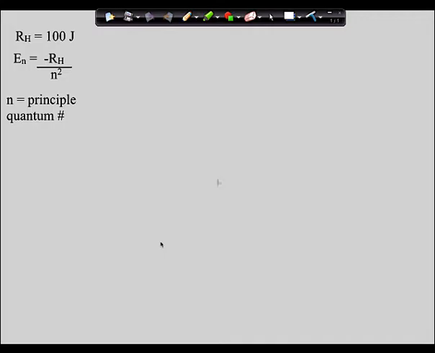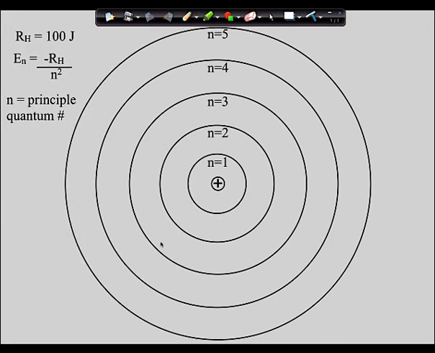Now, let's look at an atom. So here's an atom up to the 5th energy level. Now, guys, what we're going to do is figure out the energies of each of these energy levels. So do the math with me. What is the energy of the first energy level? Well, plug 1 in for n. What is 1 squared? 1. And this is negative R sub h, so the energy of that would be negative 100 joules. Please don't write this down. You get the idea?